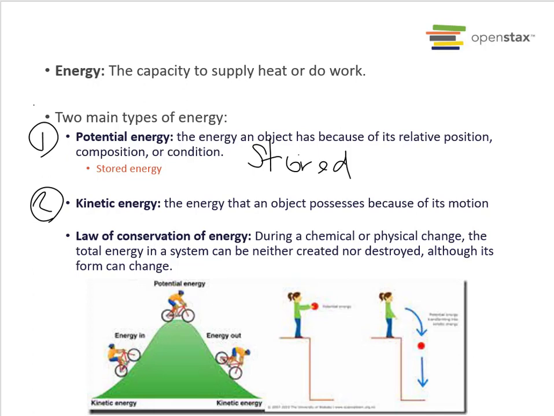The law of conservation of energy says that the total energy in a system does not change. Energy cannot be created or destroyed. So energy can change from one form to another.